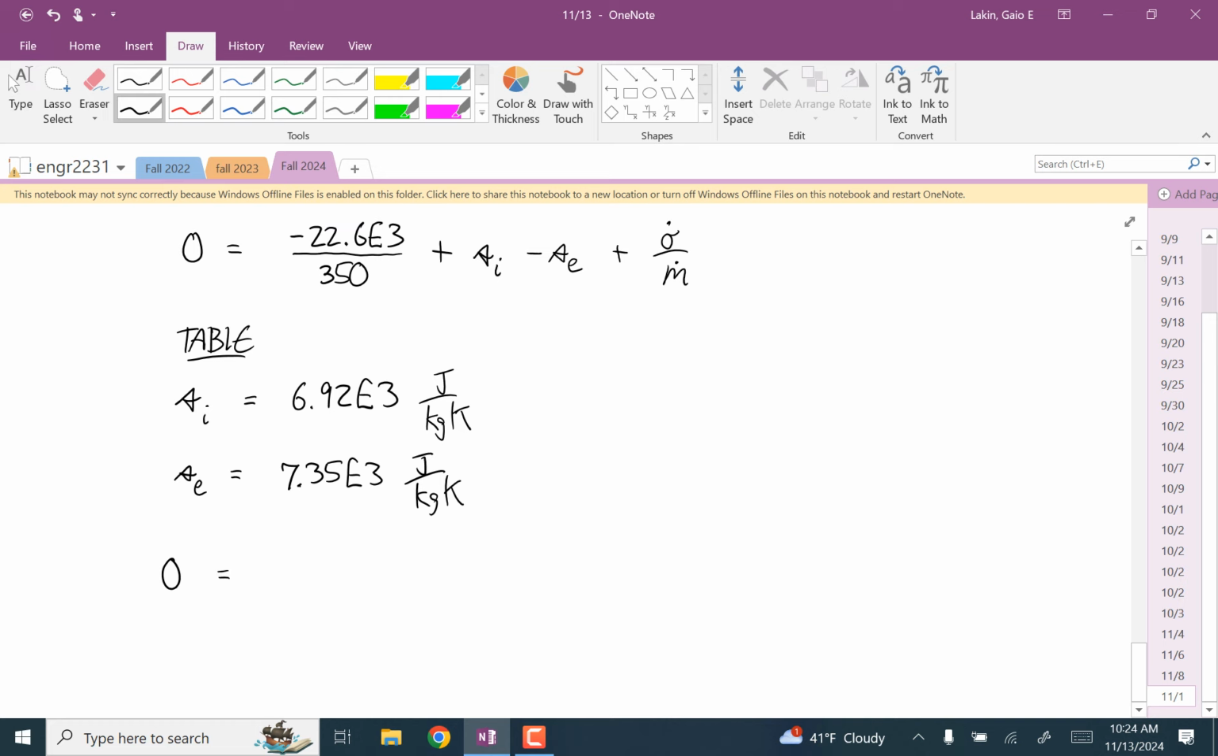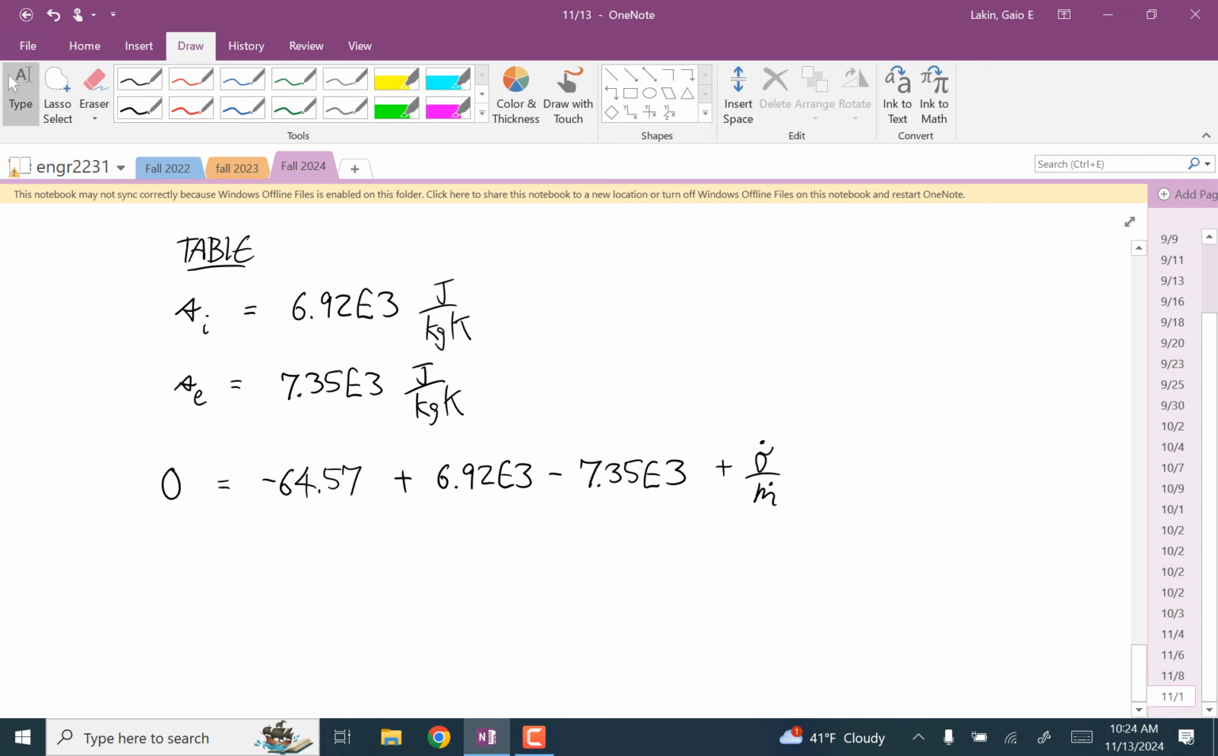And so 0 is equal to, that first term comes out to be negative 64.57. Everything's in SI units. Plus 6.92 times 10 to the third minus 7.35 times 10 to the third plus sigma dot over m dot. And now just solve for sigma dot over m dot. And you get 498 joules per kilogram Kelvin.